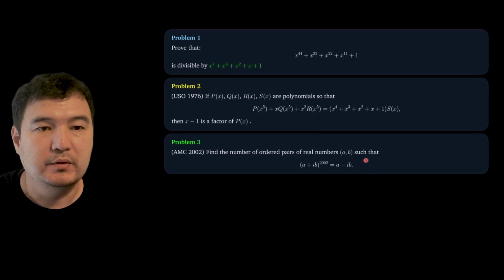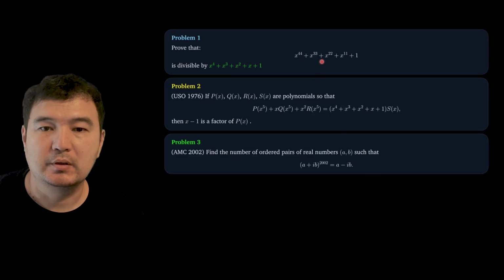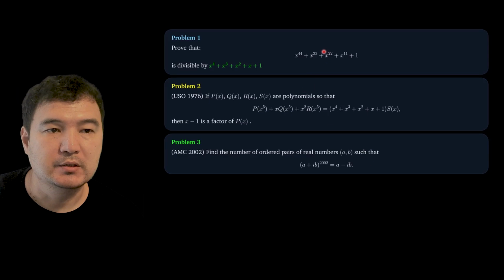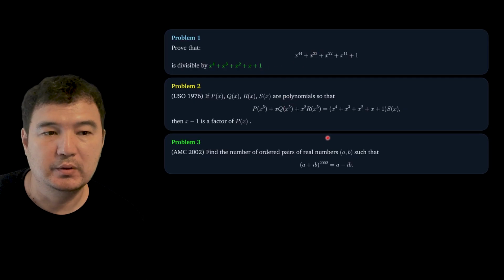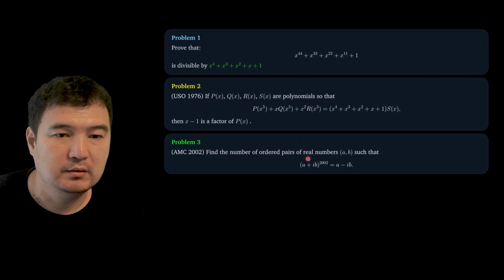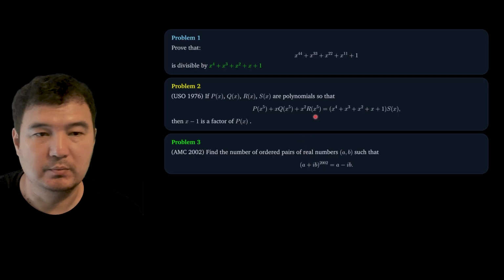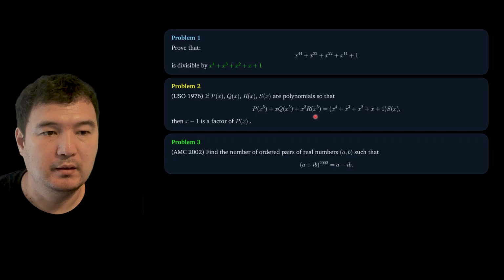Some examples of using roots of unity to solve some contest math problems. So first one is divisibility of polynomials. The second one is polynomial equation. And then the third one is from AMC 12. It's related to complex number equation with complex numbers. So some basic theory about roots of unity.